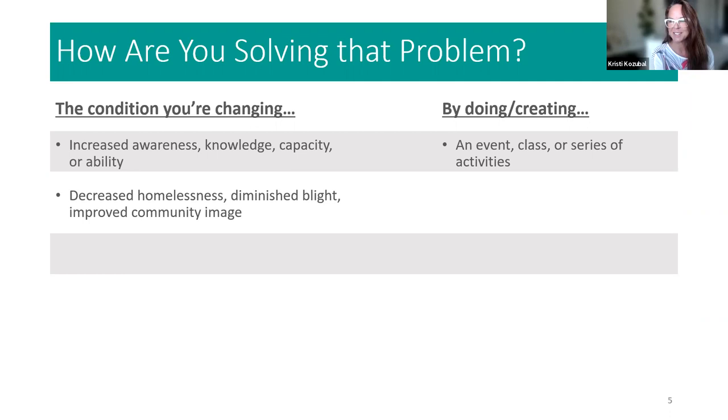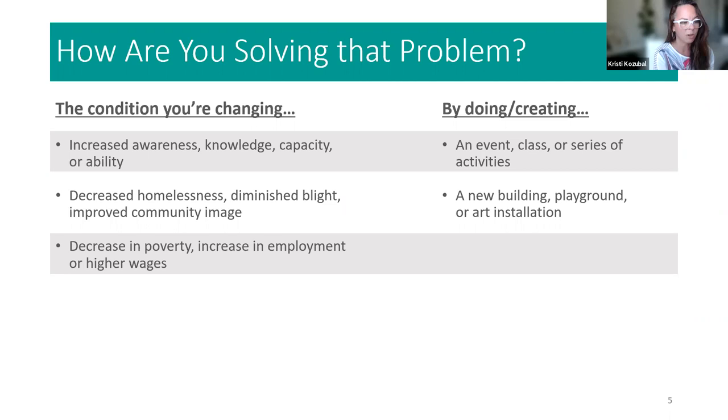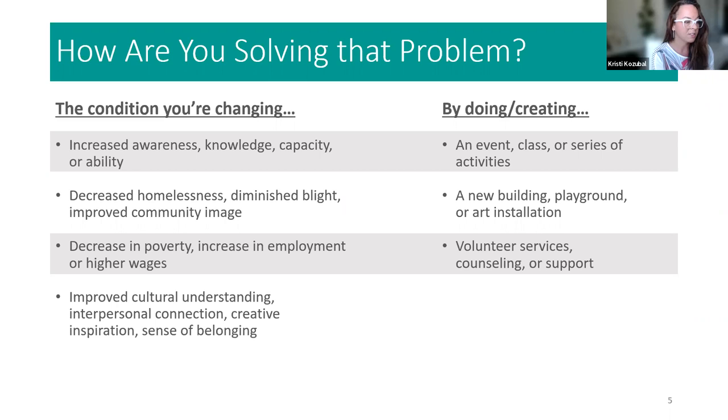Thank you. For example, if the condition you're changing is homelessness, blight, improved community image, what you're doing is creating a new building or an improvement to a building or painting a park or painting a building or creating a new ramp for handicap accessibility, something like that, a playground, an art installation, that's changing the face of the community. Decrease in poverty, employment, higher wages: you're doing or creating volunteer services, counseling, support, some form of service. Improve cultural understanding, interpersonal: I got concrete and then more and more vague. What you're going to create here is a publication or video or performance.